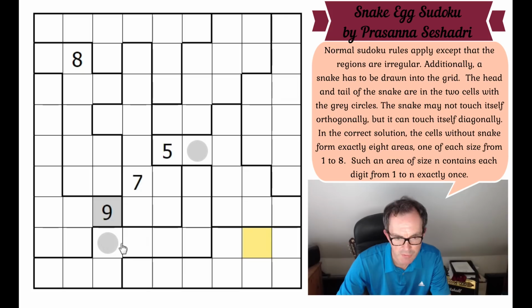And now we can think about this cell. This cell is the head or the tail of the snake.